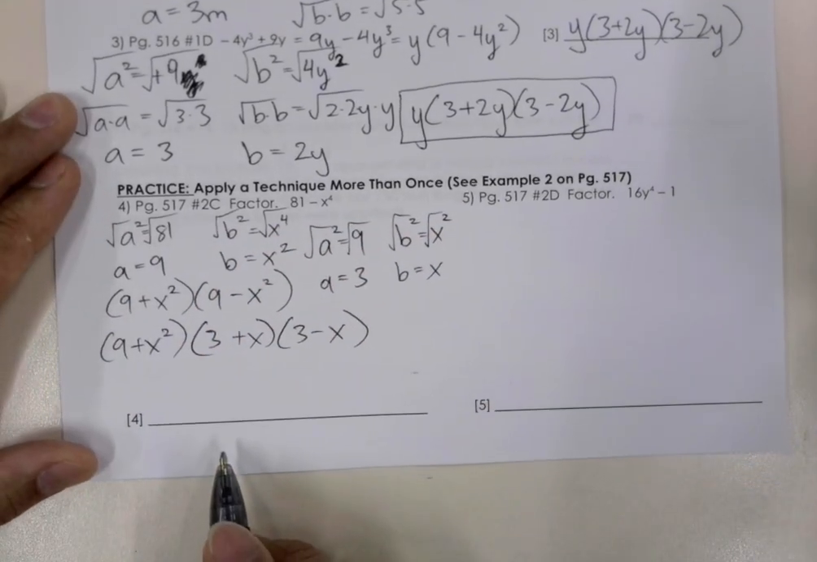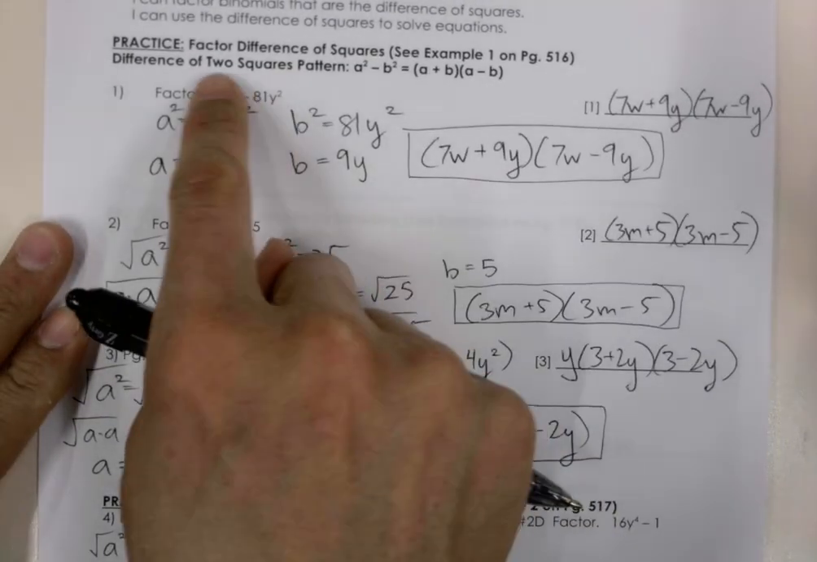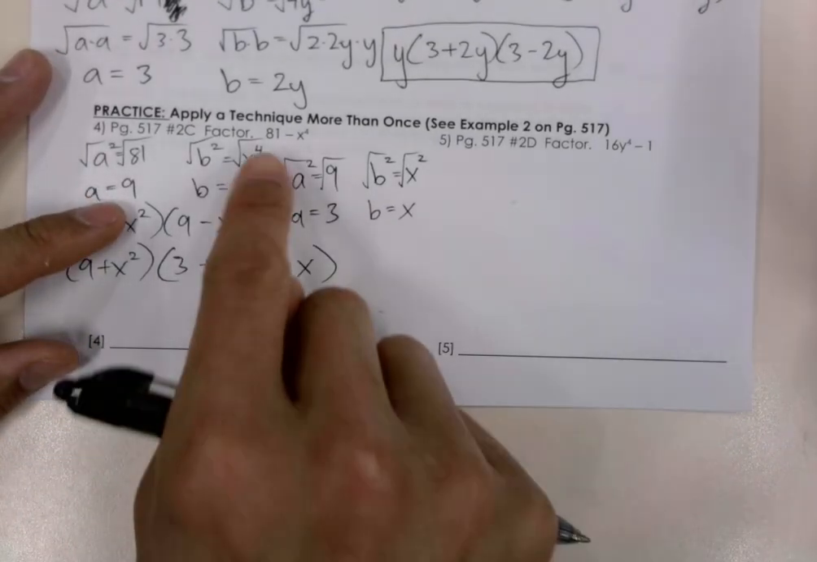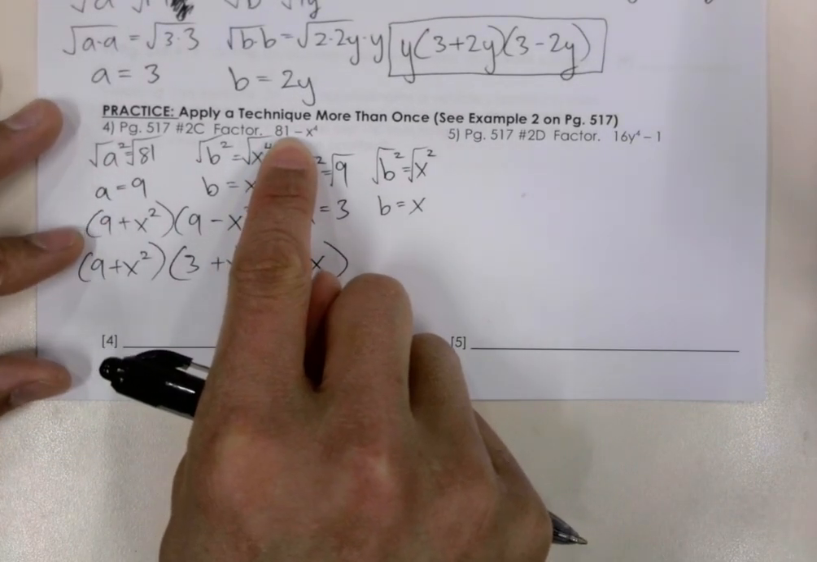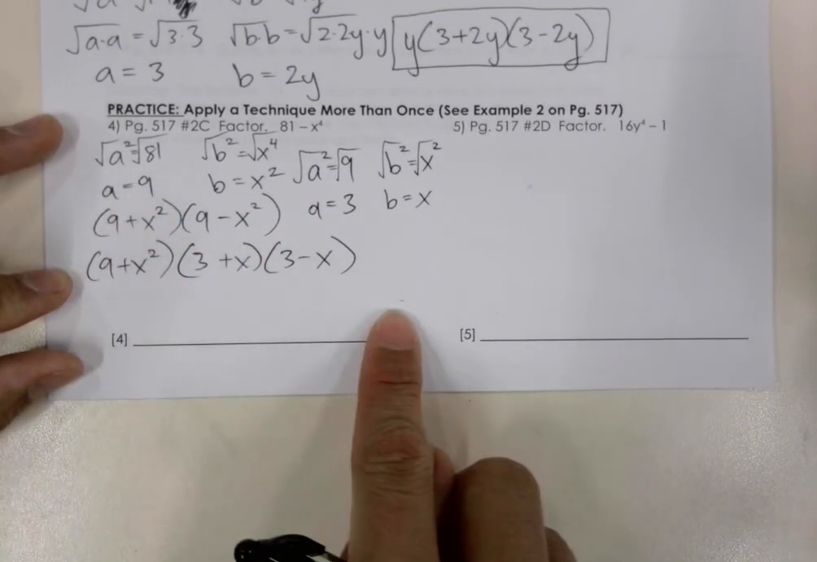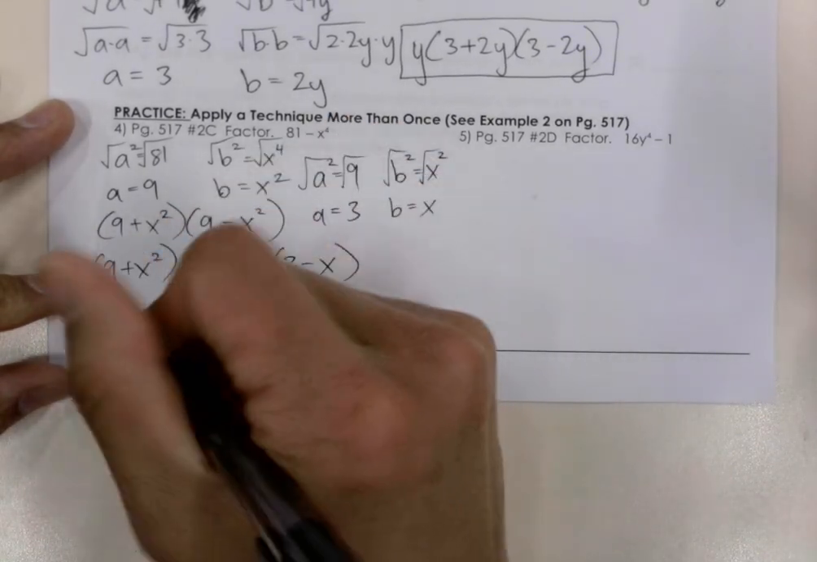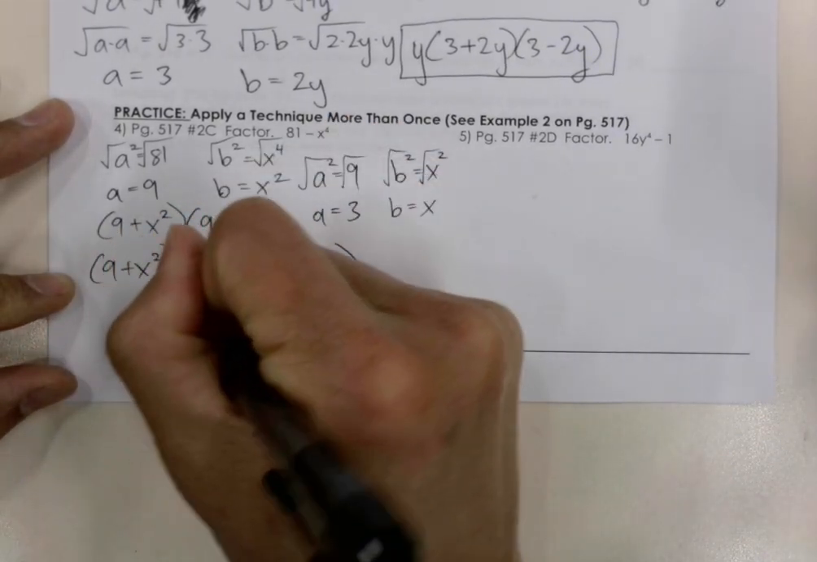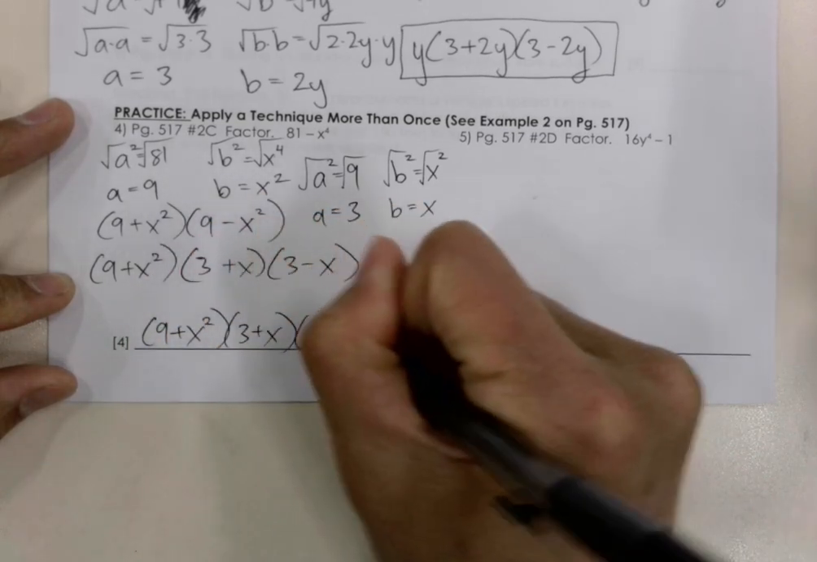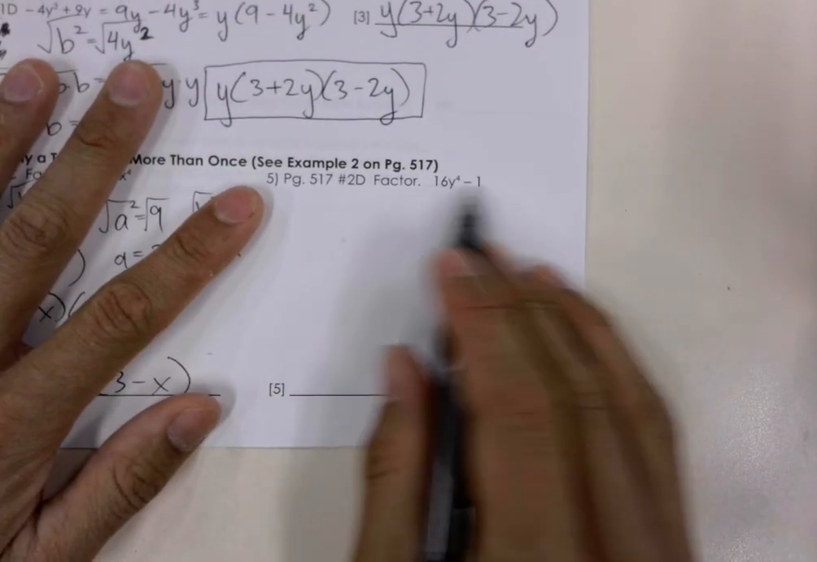Right. So we went ahead and applied the technique of the difference of two squares pattern 2 times. First to this expression, and then to this polynomial here, leaving us with the factorization of the original polynomial. So we have 9 plus x squared, parentheses, 3 plus x, parentheses, 3 minus x. Let's do that again with this one here, right?